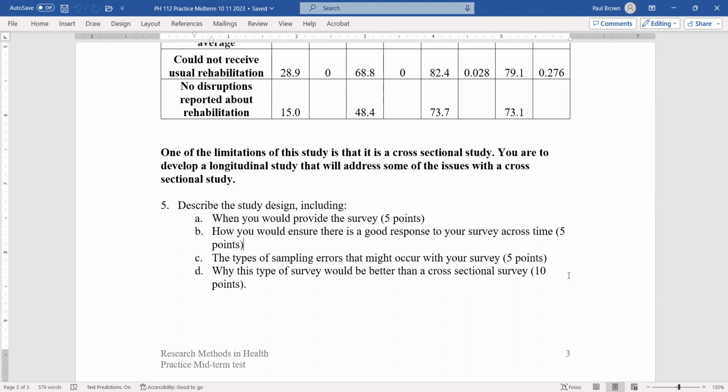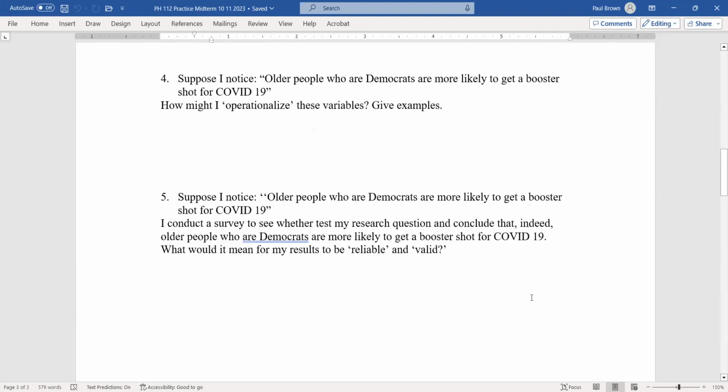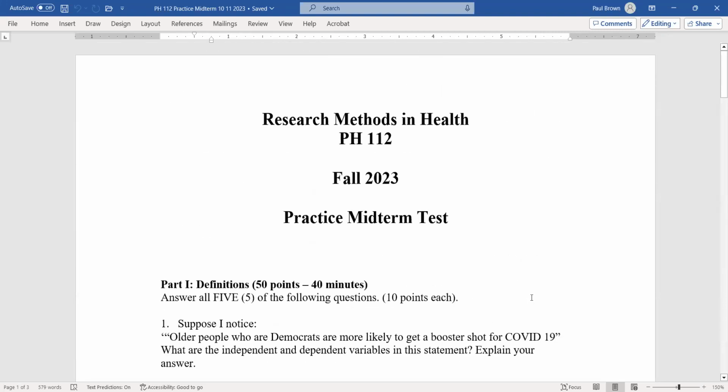In a longitudinal study, you can tell the causality because you can look at someone's health status and their use of healthcare. If their use of healthcare goes down, following that, does their health status go down? Okay. So that's the type of test. Any questions about that?